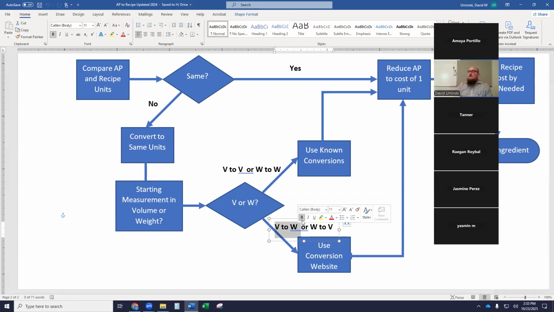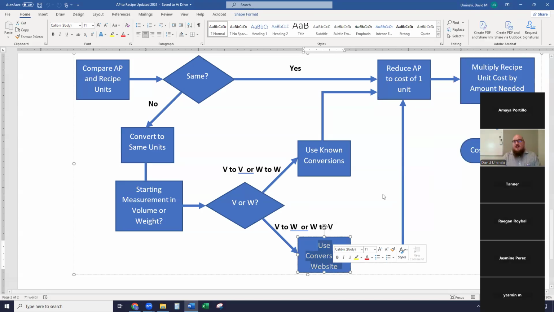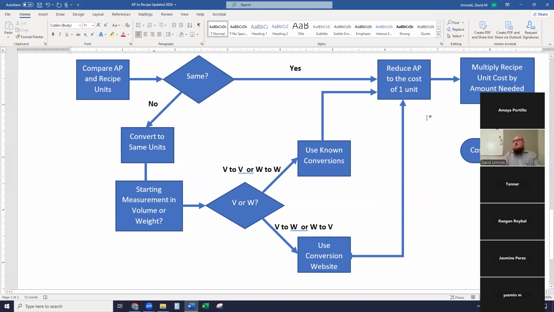Whatever that volume measurement is, tablespoon, teaspoon, cup, pint, quart, gallon, anytime we have that volume and we're trying to convert it to a weight, that's where we're going to use the conversion website. Then once we do that, we're going to reduce that AP to the cost of one unit. If we buy something in 25 pounds, and we have to go to ounces, then we're going to go to ounces.